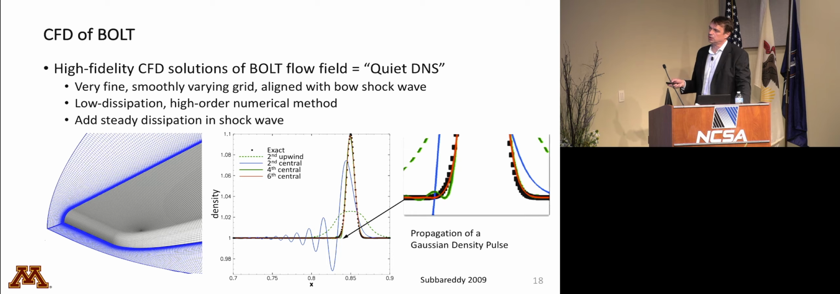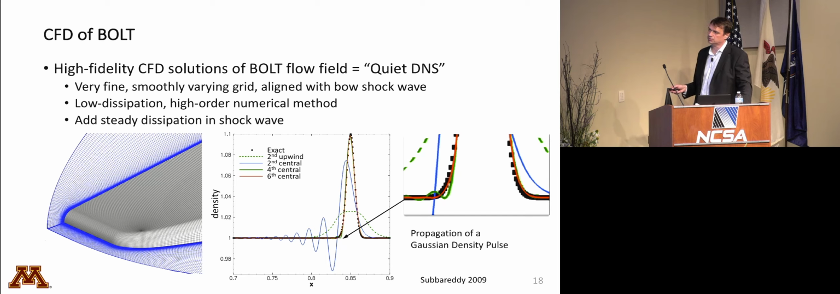And actually, what we're doing more quantitatively is, first of all, using a very, very fine grid with very smoothly varying features and very carefully aligned with the bow shock wave. That's shown here in the nose region. This is a very small fraction of the number of grid points that are actually used. But there's this complicated and very careful grid design. And the shock wave really lies on one of these grid lines so that very little stair-stepping occurs across the shocks. Then we also use a low dissipation, high order numerical method.